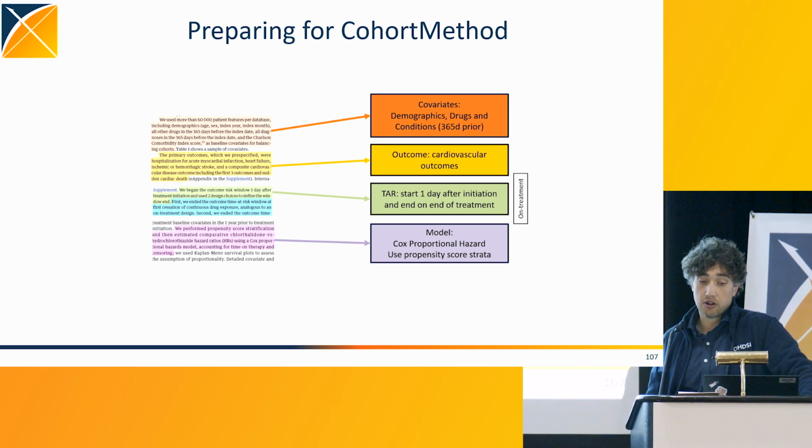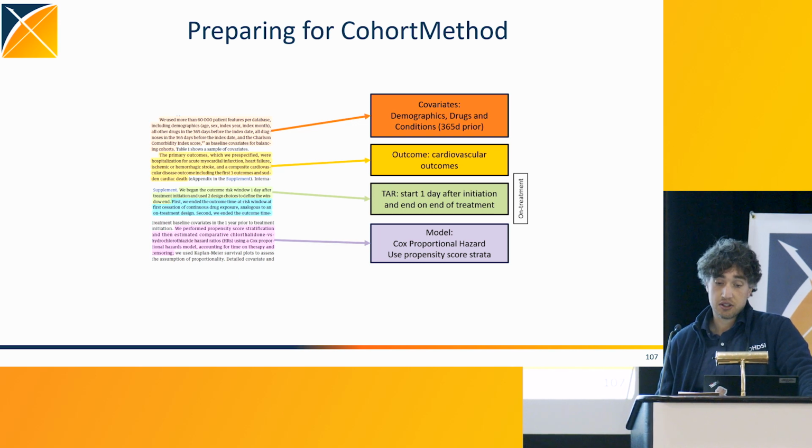Then we have to determine what is our outcome definition. So there's a few of them in here, but I'm going to use the composite cardiovascular disease outcome. So this is a composite of acute myocardial infarction, heart failure, and stroke. And then we have to think about the time at risk. So since we're a non-treatment design, we start from the day after treatment till the end of the treatment. So that's why the importance of the exit is there. So we know that we're going to stop considering the patient at risk once they stop taking the drug. Now our model is a Cox proportional hazard model, and we're using propensity score strata.